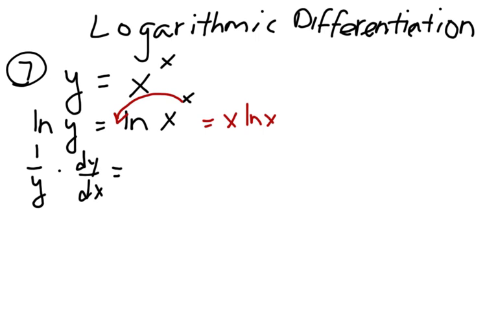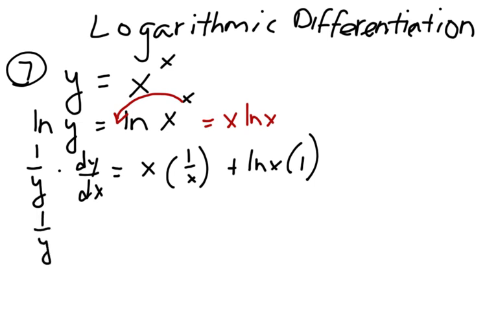And we actually did that before, earlier. It might have even been our first example. It sure was. So we use the product rule to take the derivative of that. So it's x times 1 over x plus natural log of x times 1. So we have 1 over y dy dx equals 1 plus natural log of x.